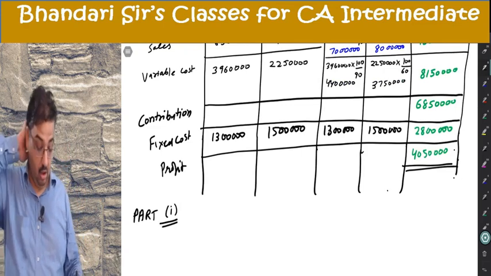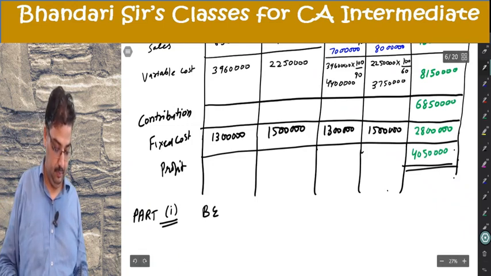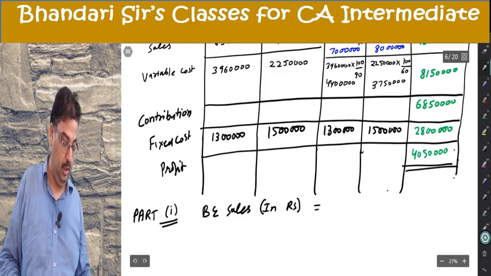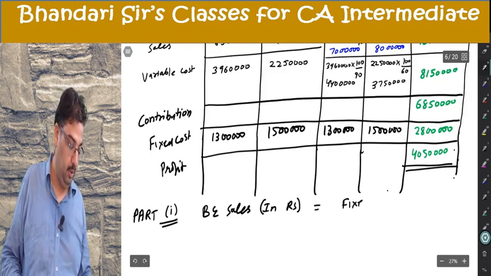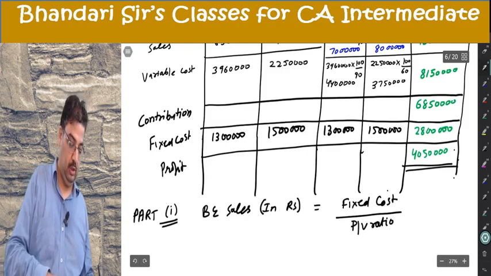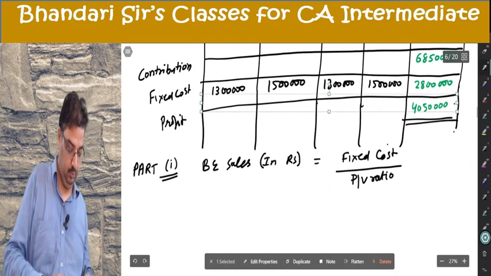Break-even sales of merged plant. Break-even sales in units you cannot compute, in rupees only we will be able to compute. Fixed cost divide by PV ratio. So first I compute PV ratio.